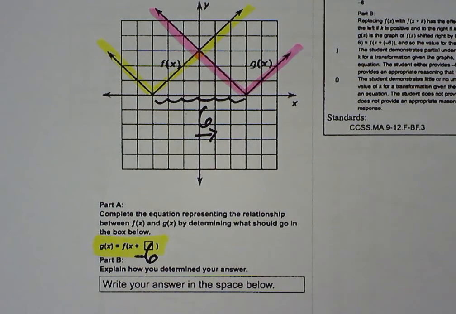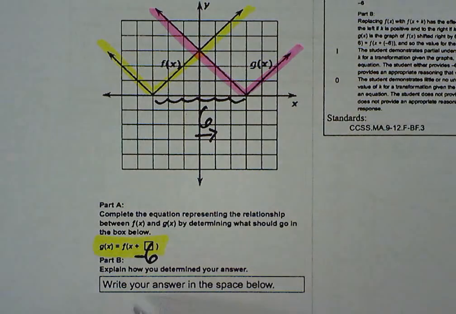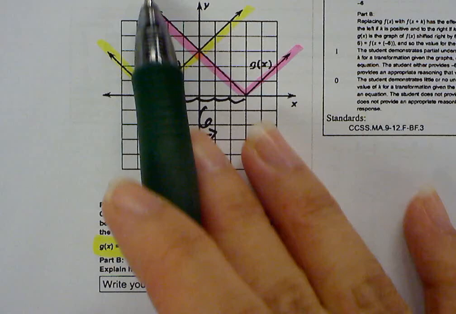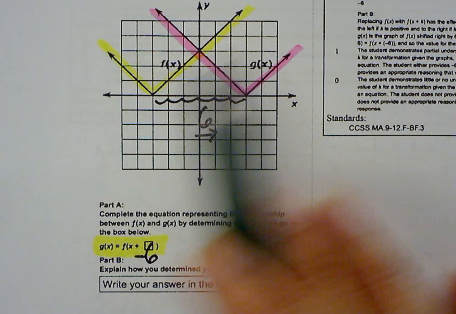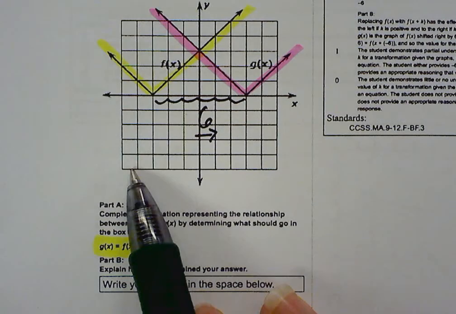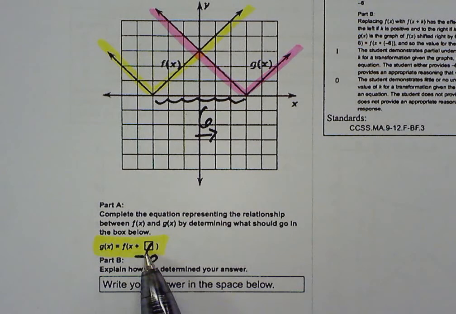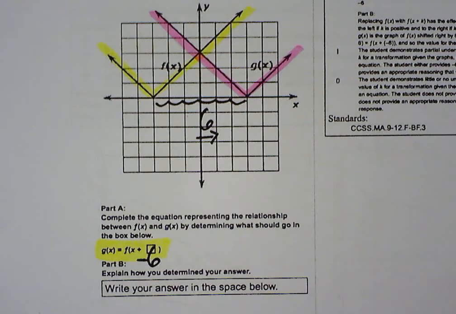Explain? Since g is a transformation on f, and it is clear that the only transformation that took place is a horizontal shift 6 units to the right, then my value in the box should be -6. Okay?